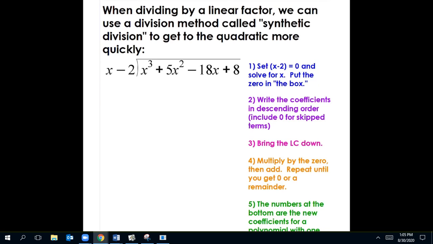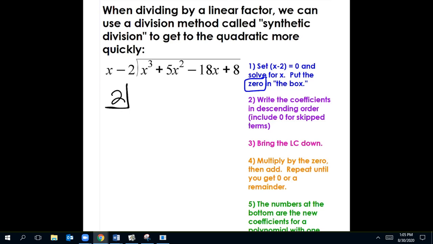First thing we do is we set the thing we're dividing by equal to 0, and then solve for x. And so we know x equals 2. That also represents the 0. We already know, we could see it from the graph. X equals 2 is the 0 on the graph. And so that's why I put the 2 in the box. And so I write 2, and I draw a little box around it.